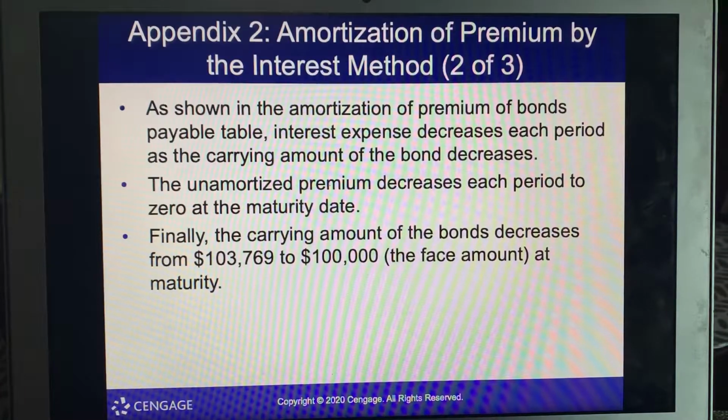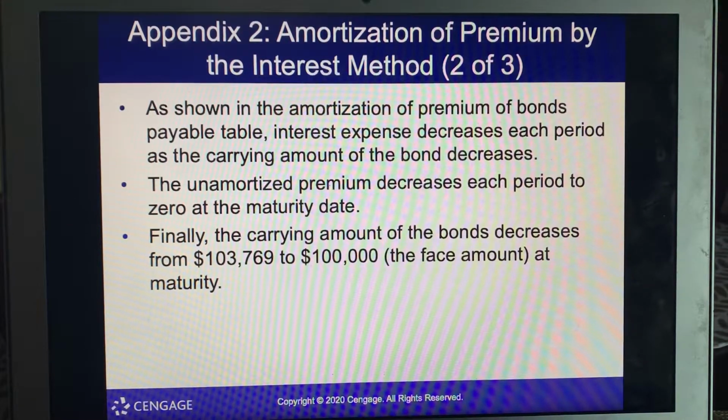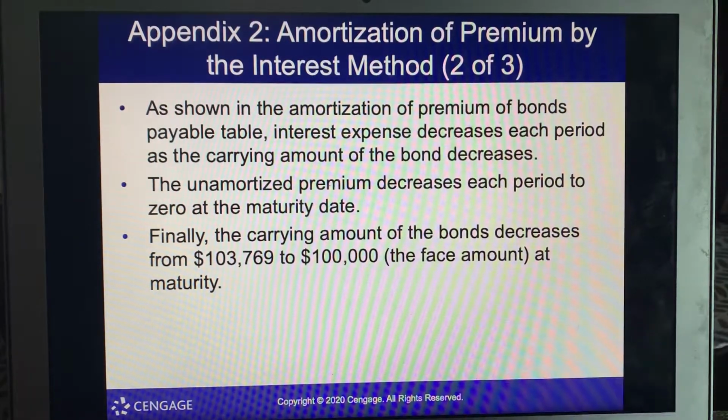So as shown in the amortization of the premium on bonds payable table, interest expense decreases each period as the carrying amount of the bond decreases. The unamortized premium decreases each period to zero at the maturity date. Finally, the carrying amount of the bond decreases from 103,769 to 100,000. So that's what I was talking about, down to the face amount.